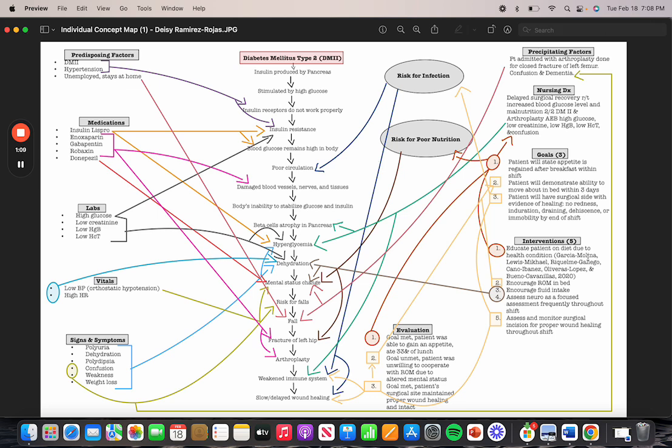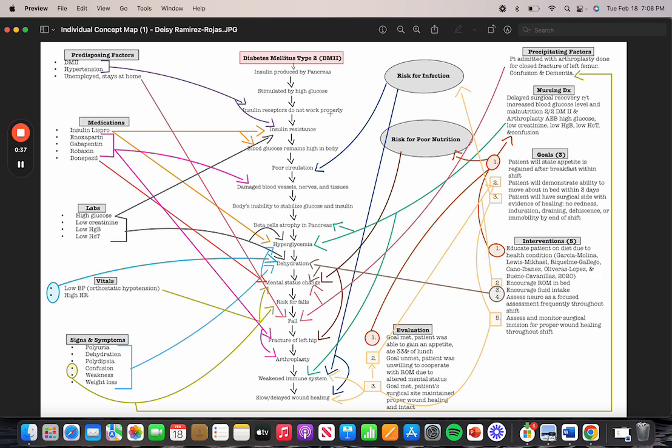Now, the tricky part is one of your interventions, just one of them, needs to be evidence-based. And so what that means is the school wants you to do some research and find an article that was written within the last 5 years that backs up one of your interventions. So you see here, number 1, it says educate patient on diet due to health condition. You would have to find an article to support that. And I'm going to go over that process in the next video.